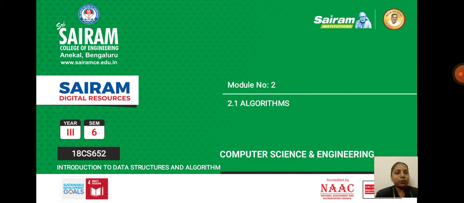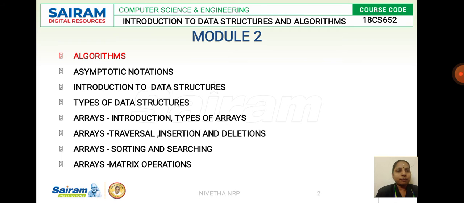The second module is about algorithms and introduction to data structure. We'll see the content of our second module. The first session will be algorithms. The second session will be asymptotic notation, followed by the introduction to data structure. Then we have types of data structure, followed by arrays and types of arrays, and we have traversal, insertion, deletions used in data structure, followed by sorting and searching algorithm, and finally we have matrix operations that we use in data structure. Today we'll see the first session of our second module, that is about algorithms.